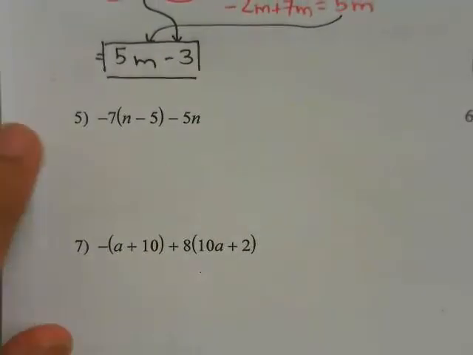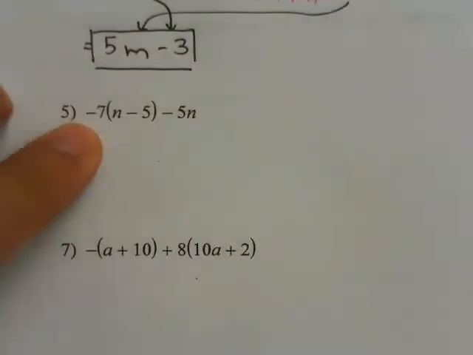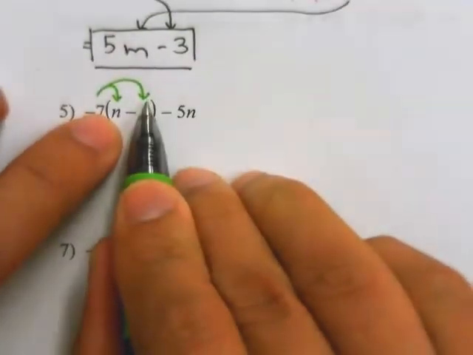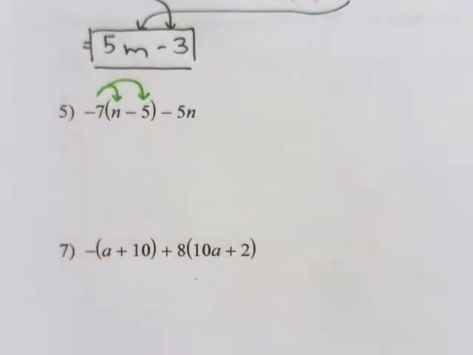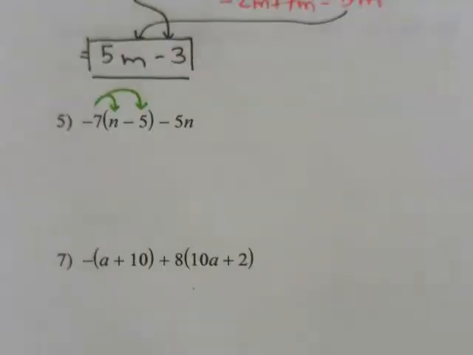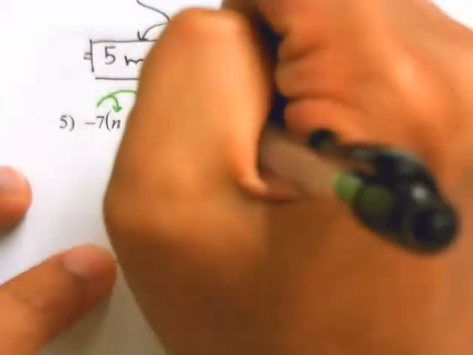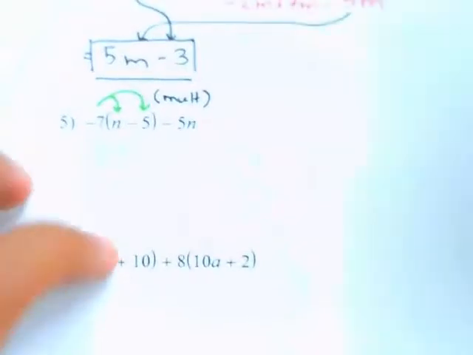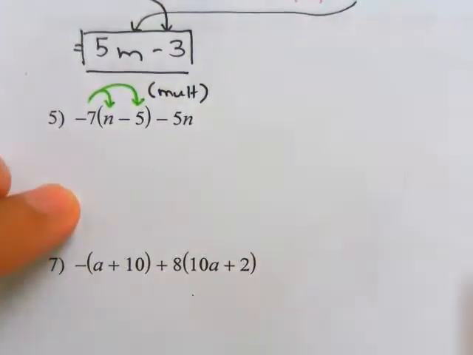Let's review some distribution properties. So we have a parentheses, and right next to it is a -7. To distribute, you can draw some of these arrows. Some of your previous teachers have drawn the arrows on the top or on the bottom. Doesn't matter, okay? Distribution means what though? What operation means distribution? You will have to do multiplication. So let's do that.